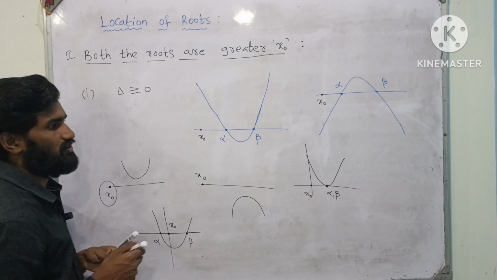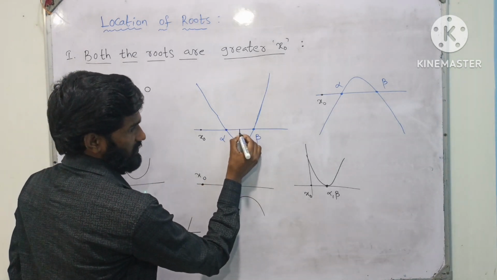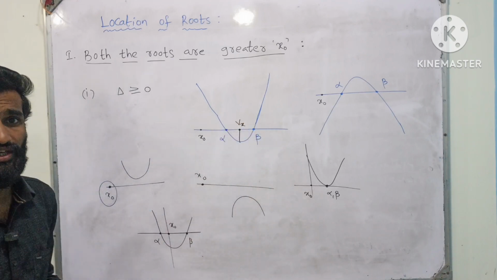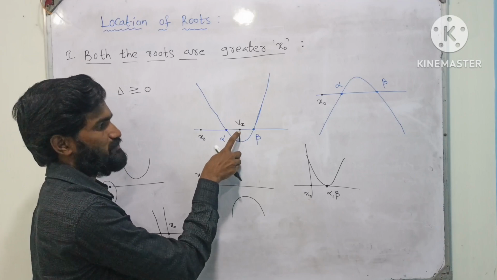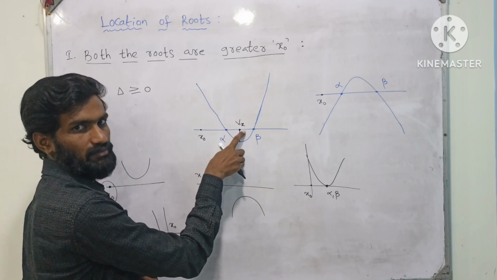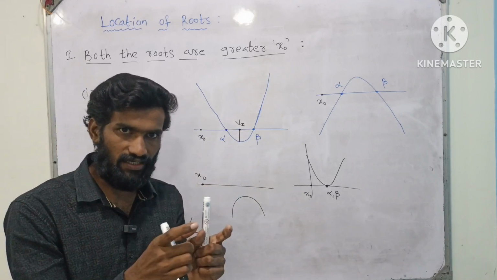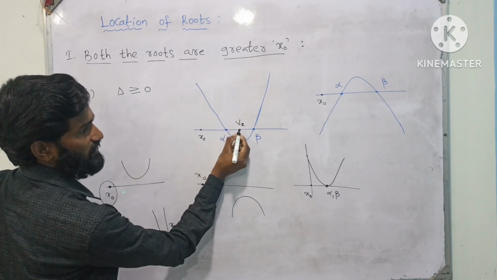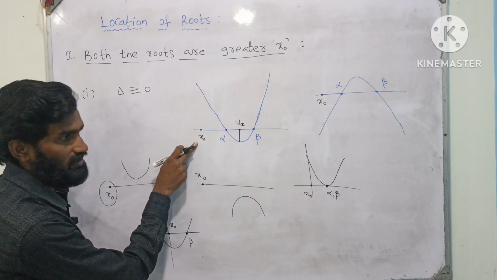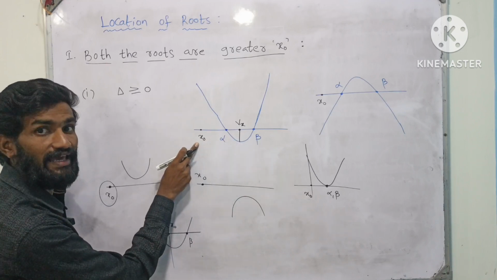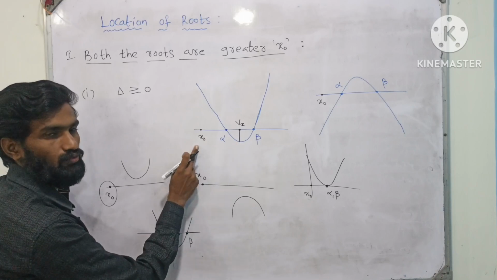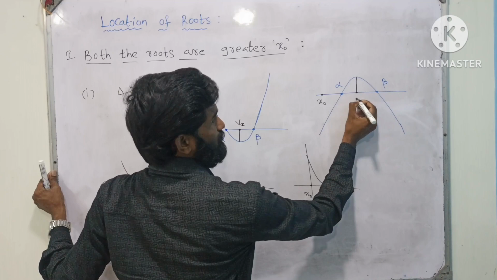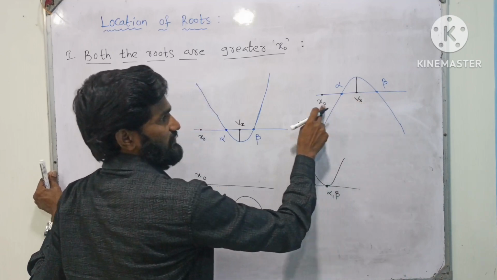Observe here, this is nothing but our Vx. Vx means vertex abscissa. Vertex abscissa means the vertex is a point, and its abscissa is nothing but our Vx. If you observe, it is Vx and it is x naught. From these two, what can we consider? And here also, this is Vx and this is x naught.